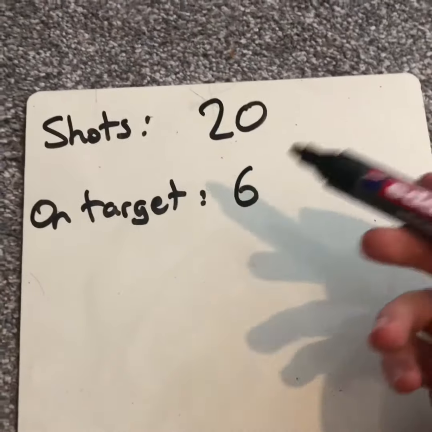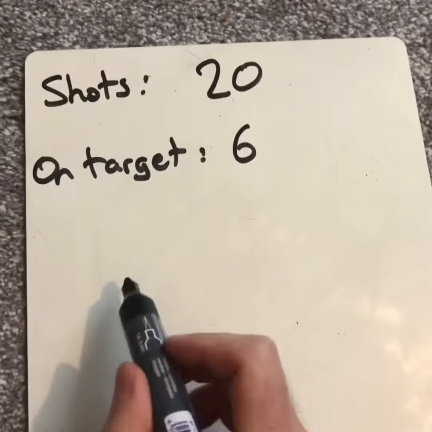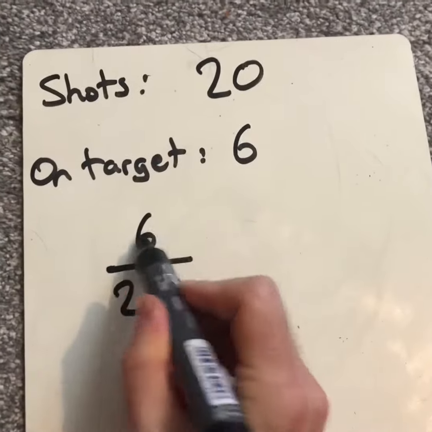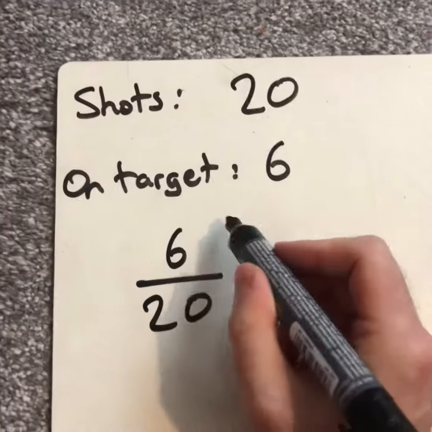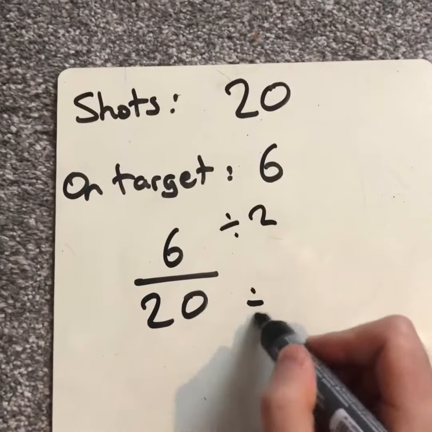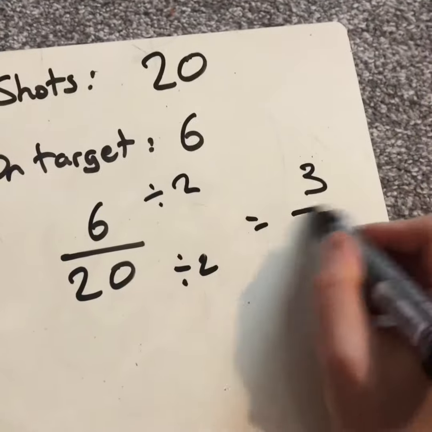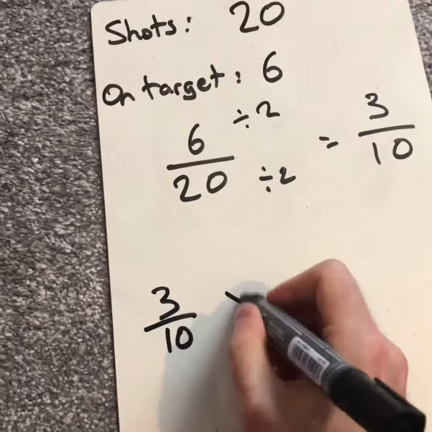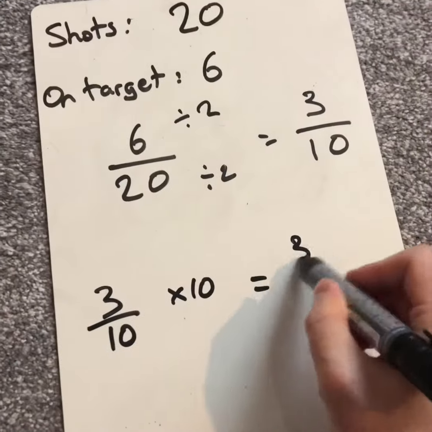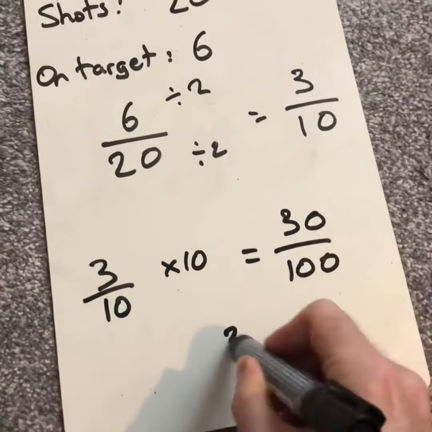I could also look at shots and shots on target. So here they had 20 shots in total, and only 6 went on target, so that's 6/20. I could simplify that. I think I could divide that by 2 and that by 2, which would give me 3/10. Then knowing percent is out of 100, if I times the bottom and the top by 10, I'd get 30 over 100, so 30%.